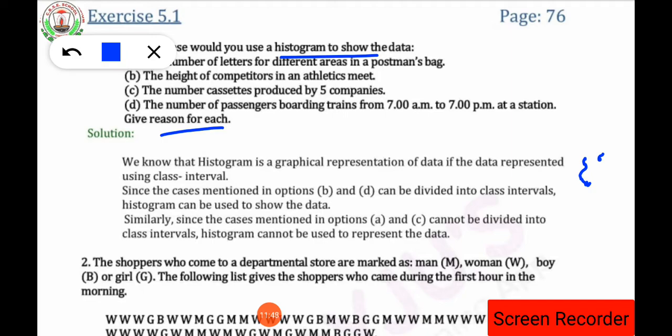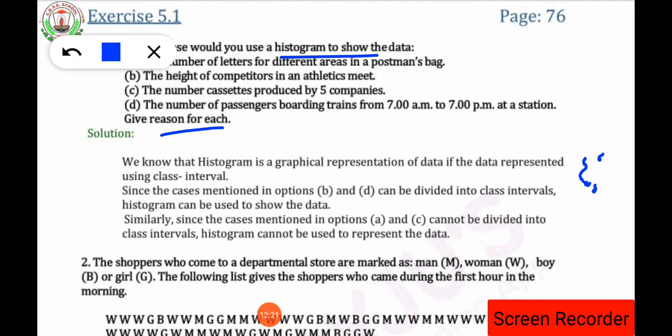So what do you mean by histogram? We had already studied the definition of that. A histogram is a graphical representation of data, isn't it? Using that data we can draw the histogram using the class interval. Class interval, suppose 0 to 10, 10 to 20, 20 to 30, like that we are marking, isn't it? So that particular data are known as class intervals. Then here is the answer for that.